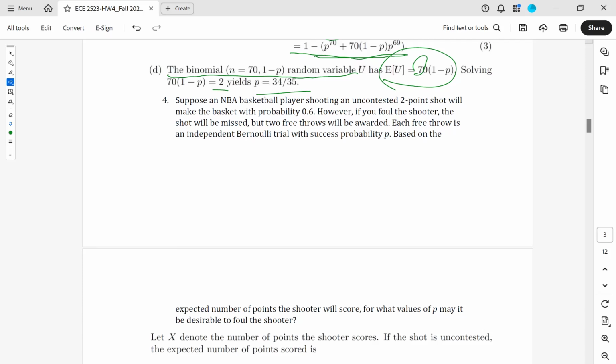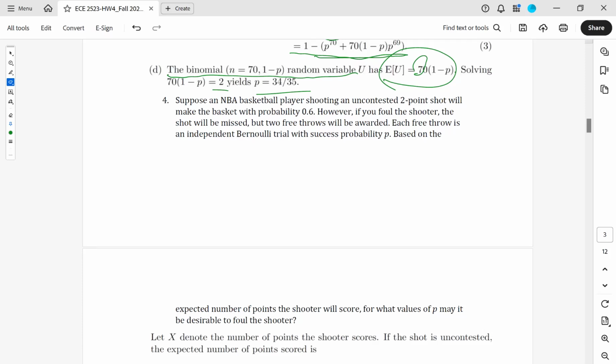So let's start with problem number 4. In problem number 4 in homework 4, we have a question that tells us that we have an NBA basketball player shooting an uncontested 2-point shot, and that player will make the basket with probability of 0.6, okay? However, if the opponent fouls the shooter, the shot will be missed, but 2 free throws will be awarded to the other team. Each free throw is an independent Bernoulli trial.